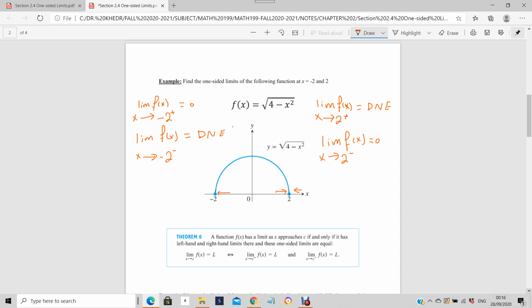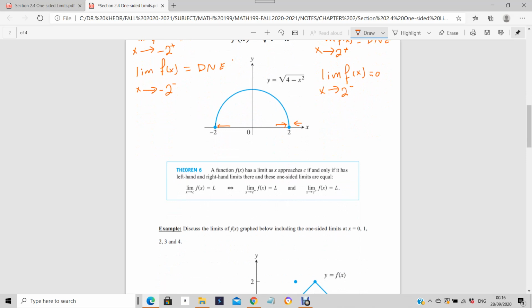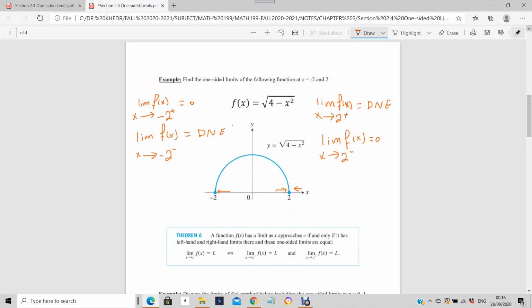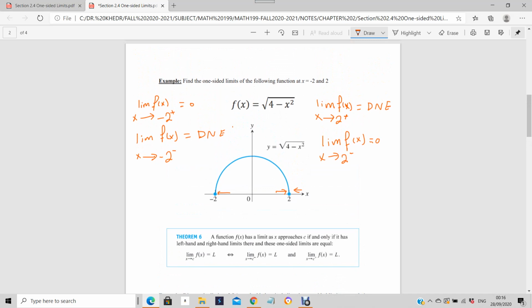Don't be confused between the minus sign on the top and the minus sign in front. The minus sign in front of the number is for the number, but the minus sign on the top of the number means we are approaching that number from the left side. The positive sign on the top of the number means we are approaching that number from the right side.